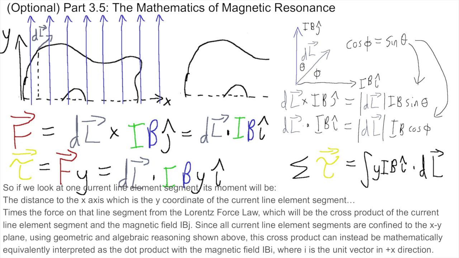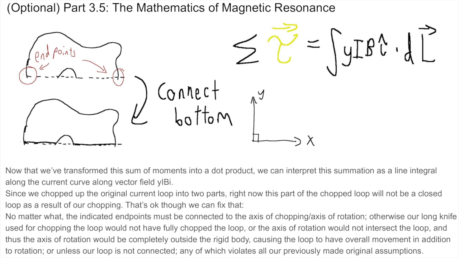So if we look at one current line element segment, its moment will be the distance to the x-axis, which is the y-coordinate of the segment's location, times the force on that line segment from the Lorentz force law, which will be the cross product of the current line element segment and the magnetic field IBj. Since all current line element segments are confined to the xy plane, using geometric and algebraic reasoning shown above, this cross product can instead be equivalently interpreted as the dot product with the magnetic field IBi, where i is the unit vector in the plus x direction. Now that we've transformed this sum of moments into a dot product, we can interpret this summation as a line integral along the current curve over the vector field YIBi.